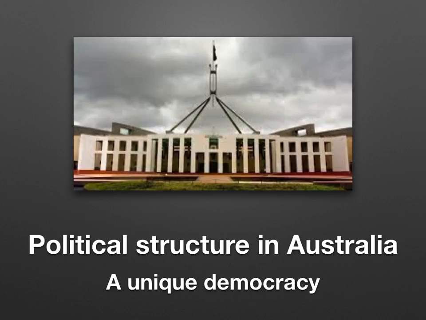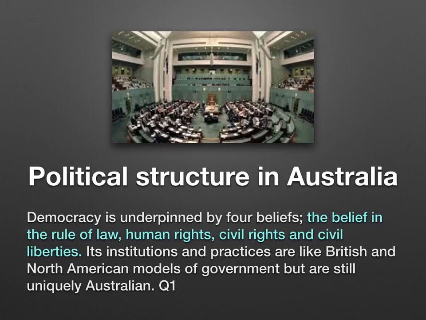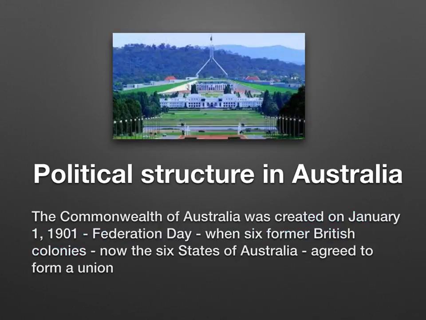So let's have a look at the political structure in Australia. It's a unique democracy. It's underpinned by four beliefs: the belief in the rule of law, human rights, and civil liberties. It's a bit like the British and North American models, but it is still unique. It is quite different to anything else in the world.